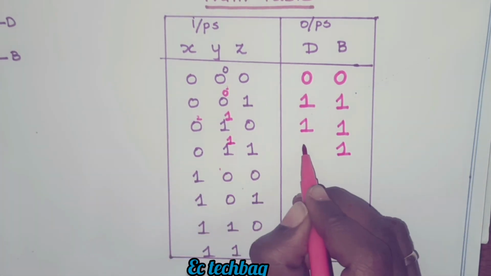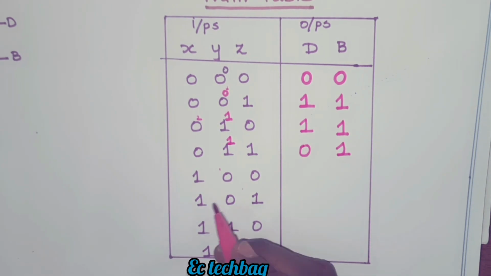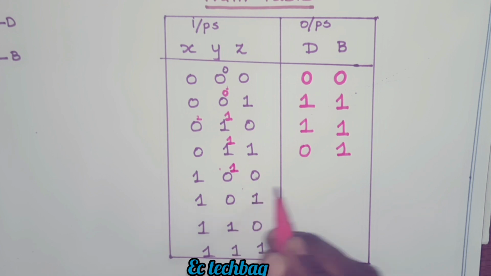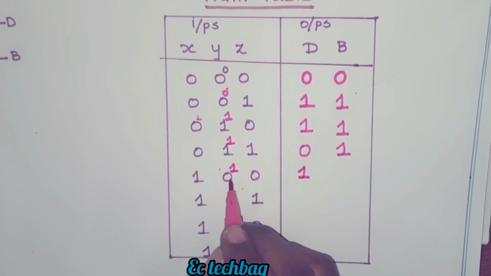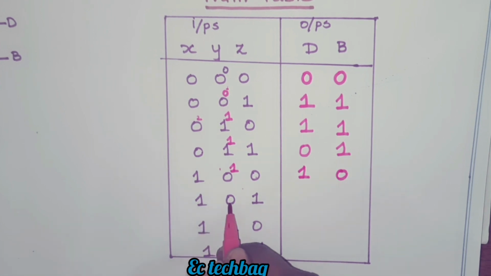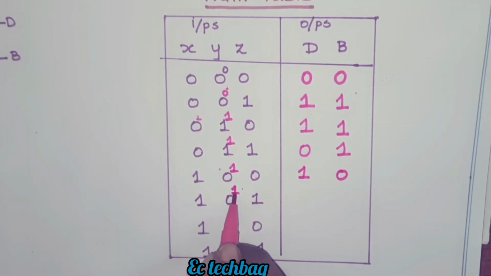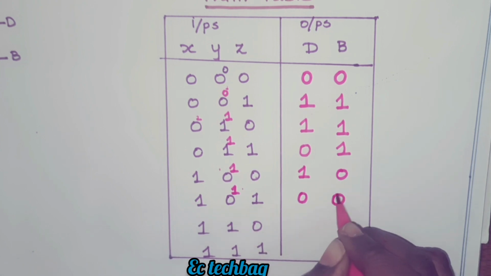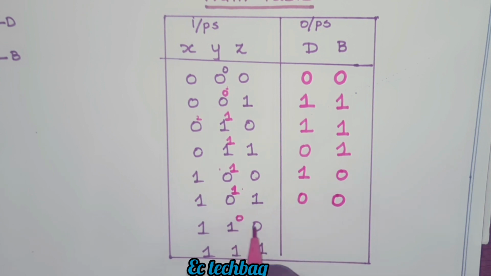1 minus 1, 0. Here 1 minus 0, 1. Again 1 minus 0, 1. There is no borrow taken from the previous bit, so borrow output is 0. 1 minus 0, 1. 1 minus 1, 0. No borrow has been taken, so the borrow output is 0. 1 minus 1, 0. 0 minus 0, 0. No borrow has been taken, so the borrow output is 0.